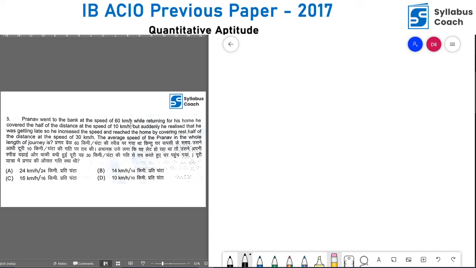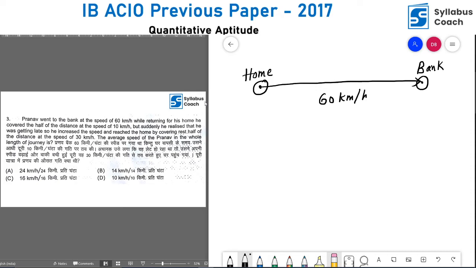So let's try to draw this. Let's try to represent this graphically so that you'll understand, right? So Pranav is starting from his home. So this is Pranav's home, right? Now, where is he going? Pranav is going to a bank. Okay, so these are the 2 points that we have. So Pranav went to the bank at the speed of 60 km/h. So when he went to the bank directly, it was 60 km/h.